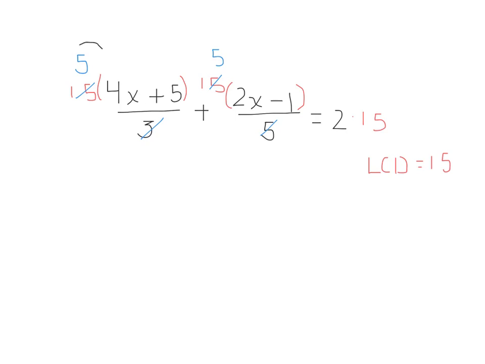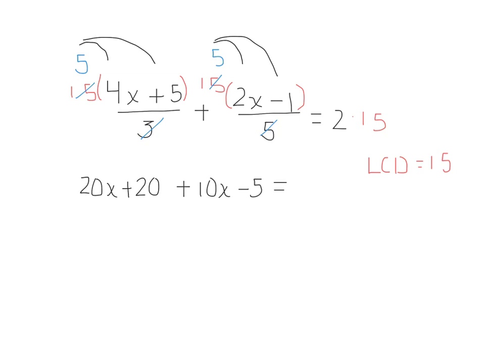So we merely have to distribute this 5 to both the 4x and the 5, and we get 20x plus 20. And then we have to distribute this 5 to both the 2x and the minus 1, and we get 10x minus 5. And then on the other side of the equal sign, we need to multiply the 2 by the 15, and we get 30. So all of our denominators do, in fact, disappear.